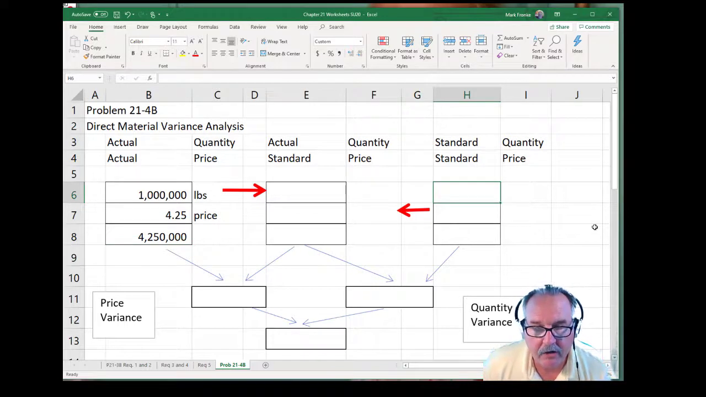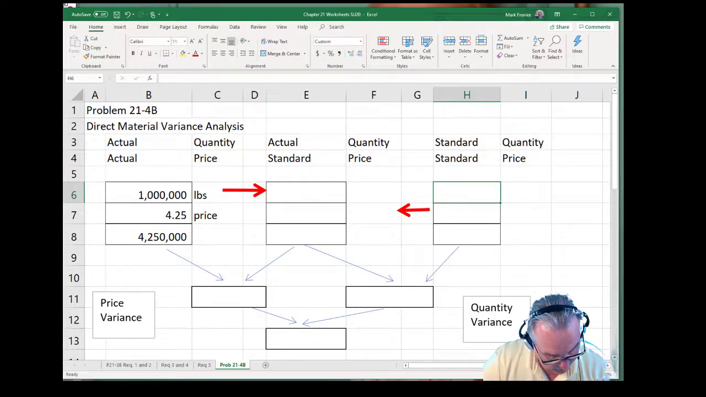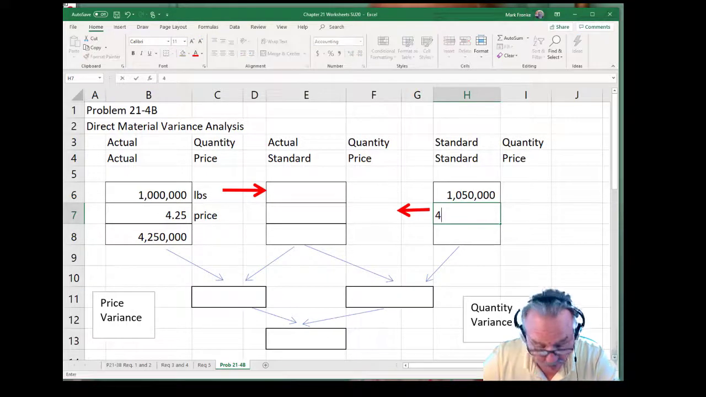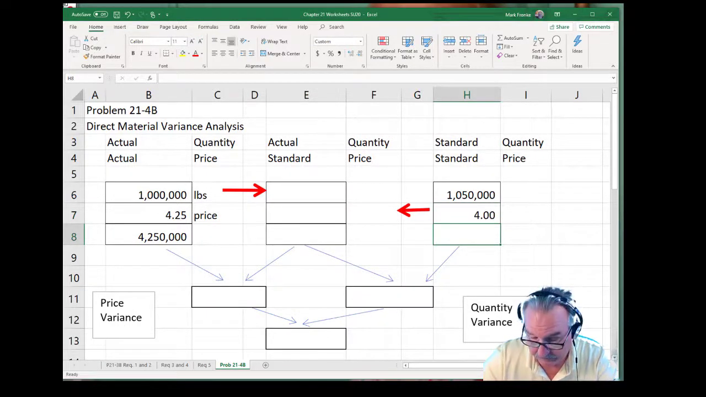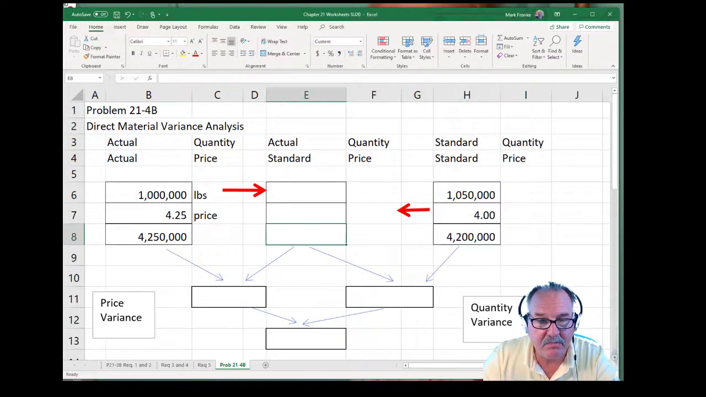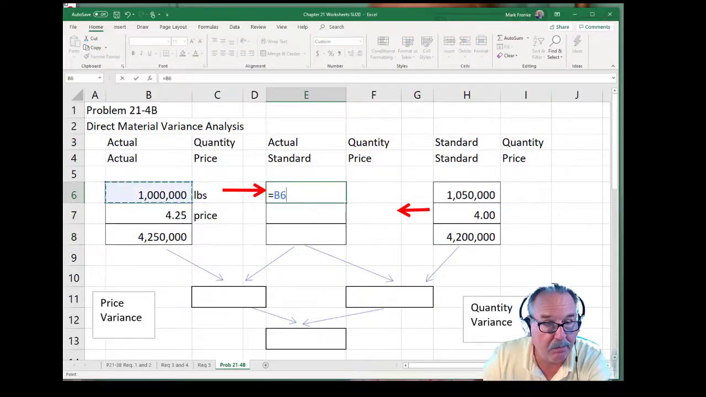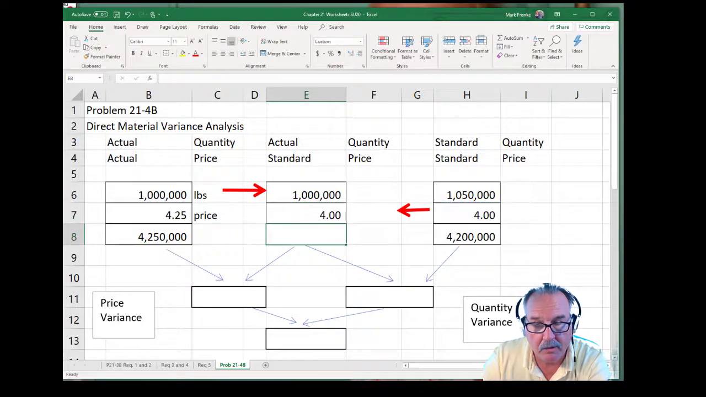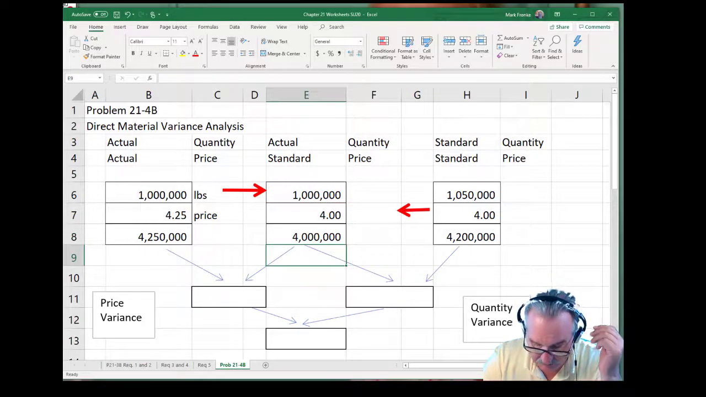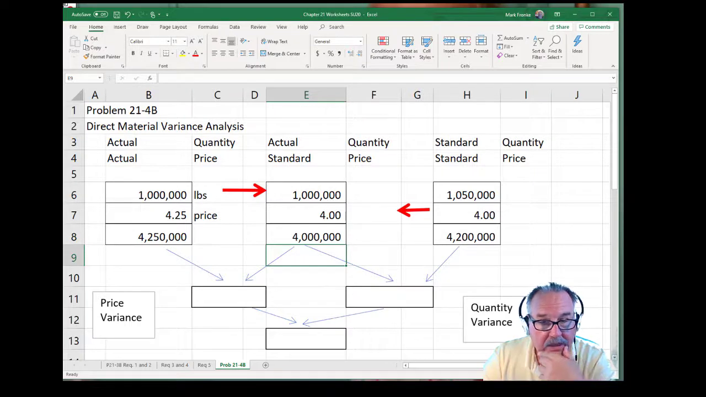Okay, so now calculating our standard quantity, standard price. This is given to you in the book. It's 1,050,000 times $4. So what we expected to spend is $4.2 million. What we actually spent was $4.25 million, which means that we have overall an unfavorable variance.